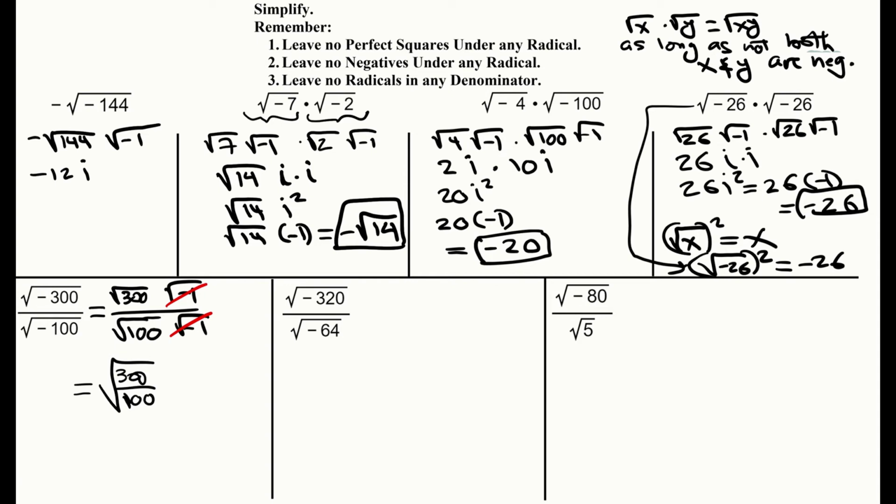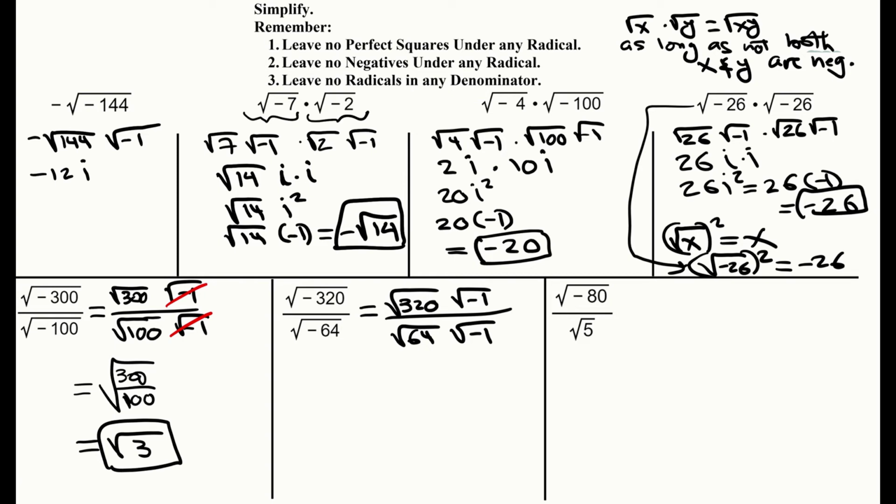So we can write it as square root of 300 over 100, which is of course just the square root of 3, like that. In this next one, we'll do a similar thing. We get square root of 320 times square root of -1 over square root of 64 times the square root of -1. Notice that these will cancel out, and we end up with the square root of 320 over 64.